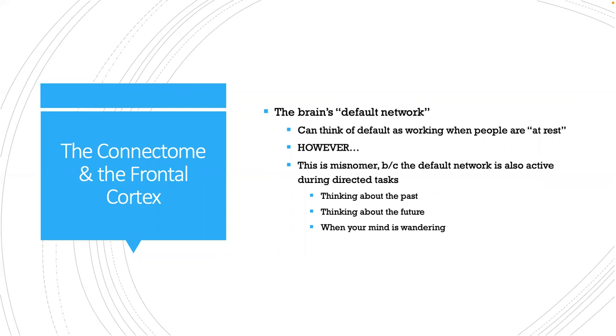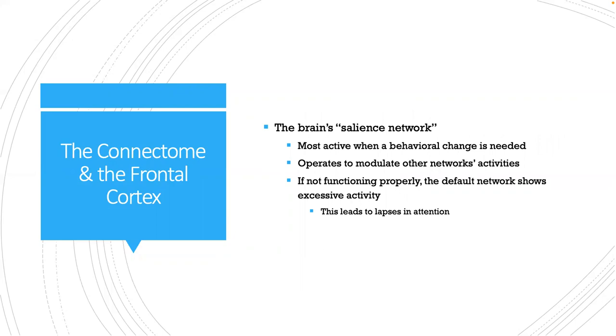There's also the brain's salience network. It's most active when a behavioral change is needed, and it operates to modulate other networks' activities. If it's not functioning the way it's supposed to, the default network shows excessive activity, so kind of picking up the slack, so to speak, which can lead to lapses in attention.